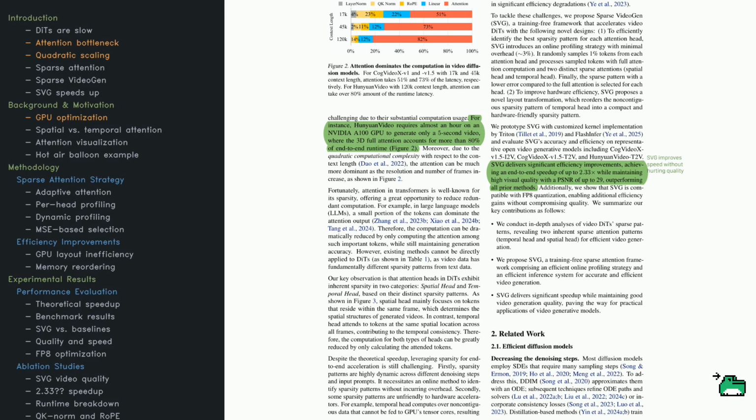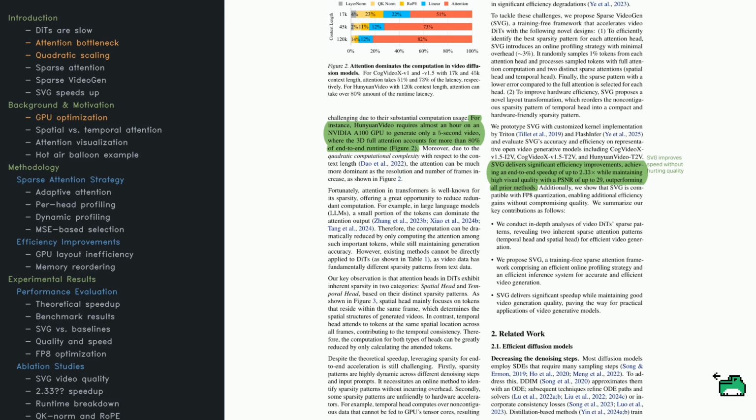Look at figure 2 here. It shows how attention scales with context length. At 17K tokens, attention already takes up 51% of the total computation time. By 120K tokens, it crosses 80%. This quadratic growth in complexity is what makes video generation so expensive.